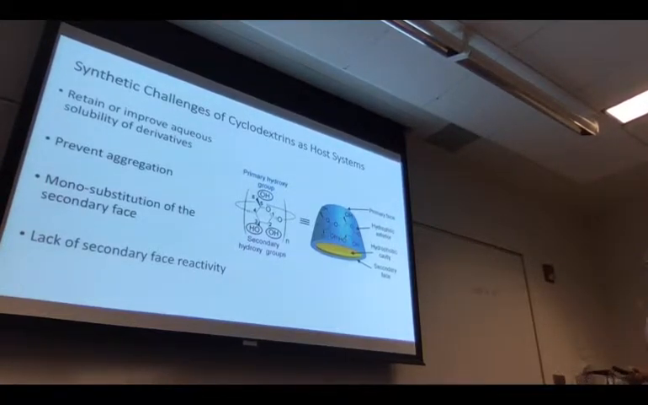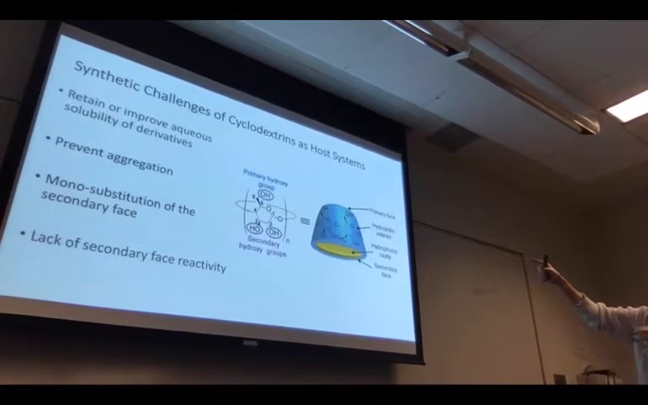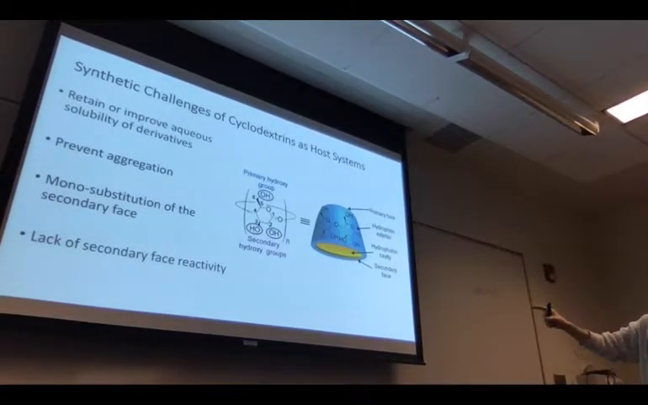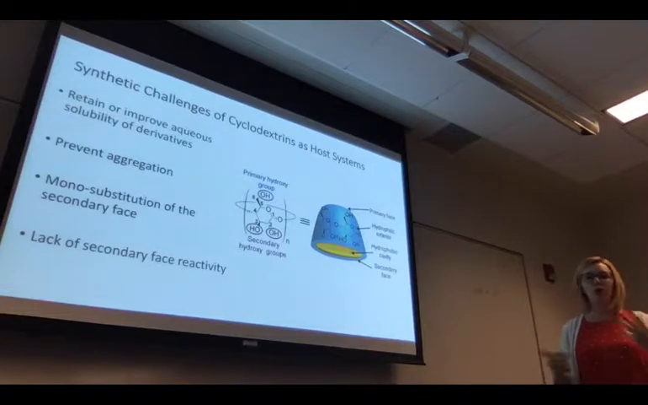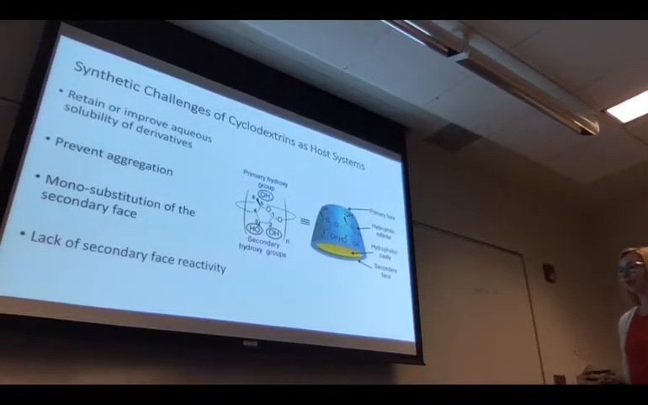We want to prevent aggregation because cyclodextrins are known to aggregate, and if you were to put on a substituent on the side that would also aggregate, something like an aromatic that might pi stack, you're going to get aggregates, and that's also not something that you want because you're not going to get that nice one-to-one binding that we're hoping for. So we need to be a little bit careful with that.